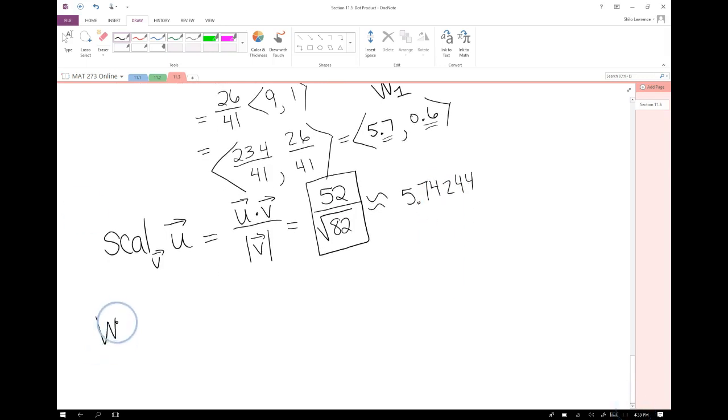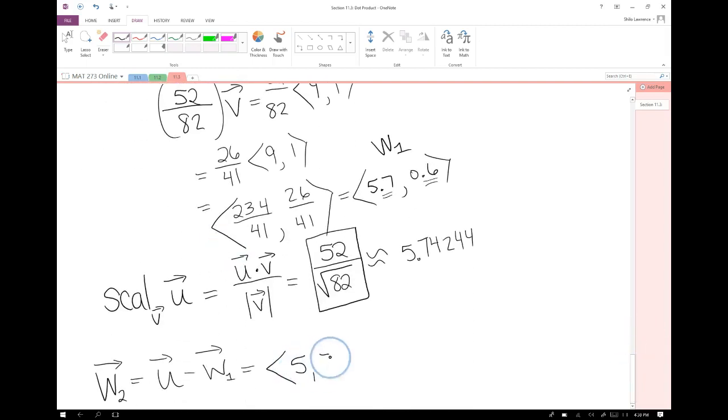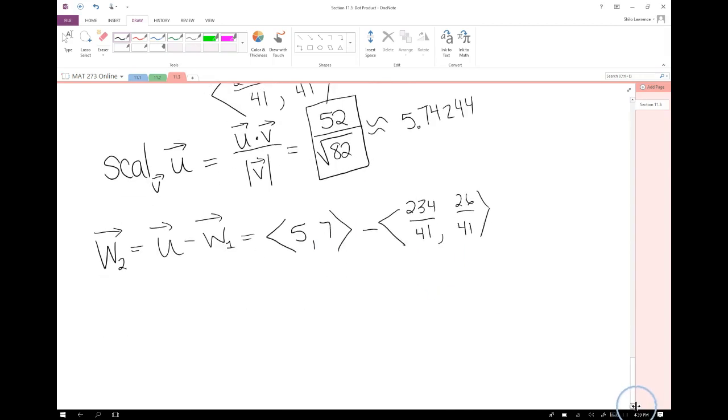So the orthogonal component of u onto v is our w sub 2, and we get that just by doing u minus w sub 1, and we know both of those right now. U was 5.7, right? Yep, U was 5.7. And we just calculated W sub 1 to be 234 over 41. I'm using the exact values, so I'm going to use the fractions. And to subtract vectors, we just subtract component-wise. So subtract your two first components and subtract your second components.